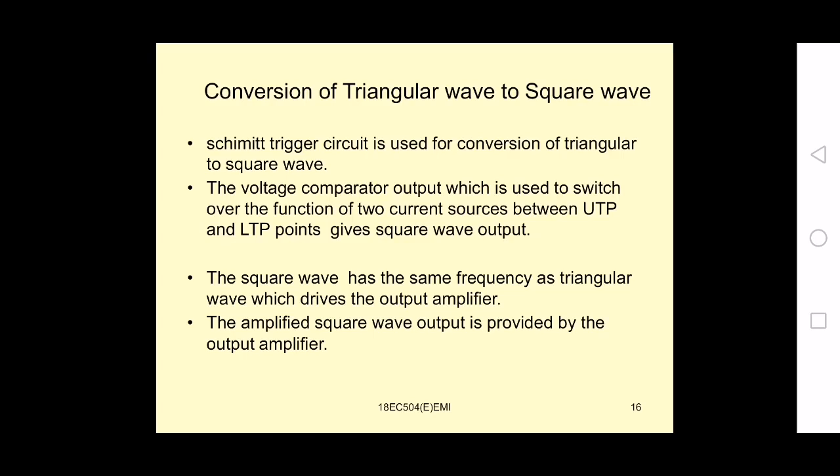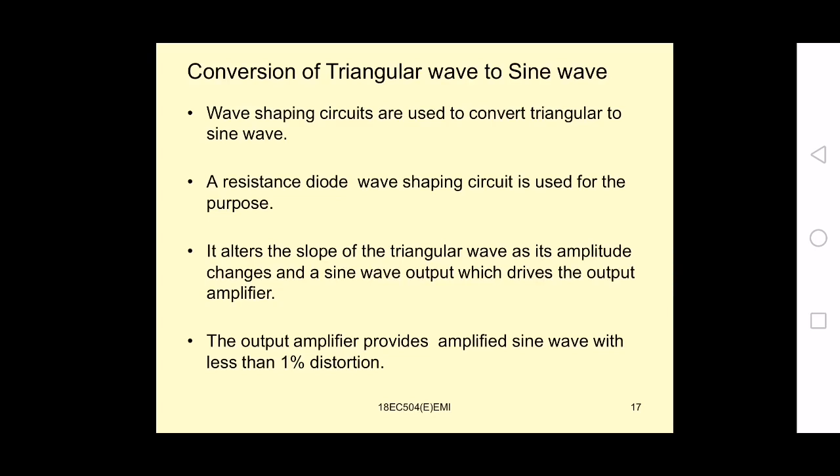So this point is important: the square wave has the same frequency as the triangular wave. The amplified square wave output is provided by output amplifier 1. For conversion of the triangular wave to a sine wave, we use wave shaping circuits. For that we are using the resistance diode wave shaping circuit. It alters the slope of the triangular wave as its amplitude changes, and the sine wave output drives the output amplifier, and the output amplifier provides the amplified sine wave with less than 1% distortion.